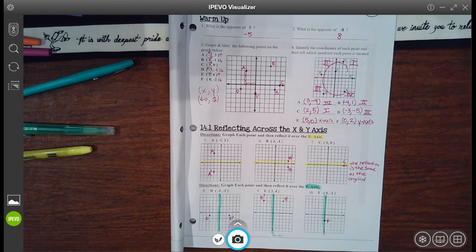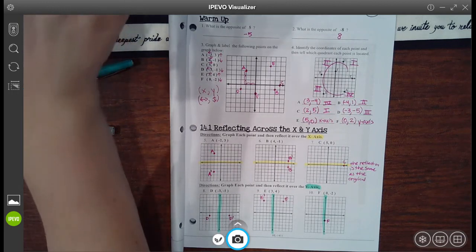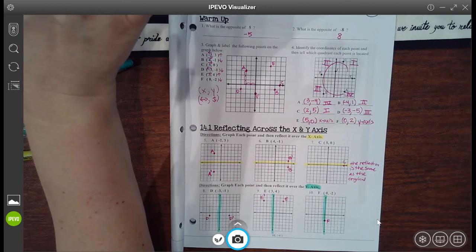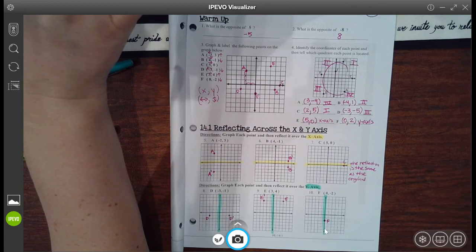You just learned your new lesson of reflecting over the X and Y axis and hopefully got a little bit more comfortable with graphing at the same time. Congratulations, my little mathematicians, at mastering yet another concept.